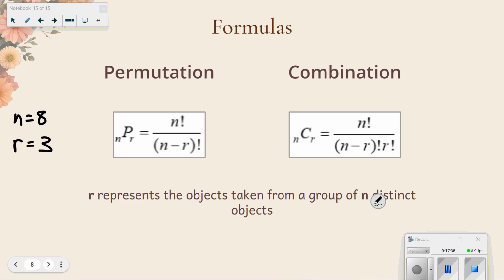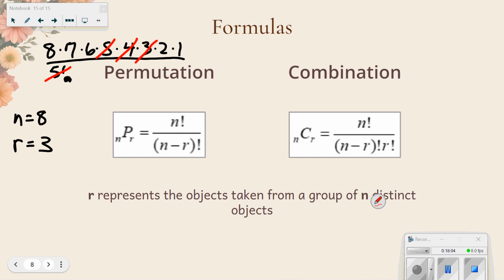Looking at that formula, what you would have created would have been 8 factorial, which is 8 times 7, 6, 5, 4, 3, 2, 1, all over (n minus r) factorial. So 8 minus 3 would be 5 factorial. And 5 factorial I know is the same as 5 times 4 times 3 times 2 times 1, which is why I'm left with 8 times 7 times 6.